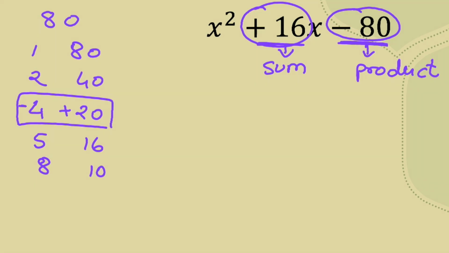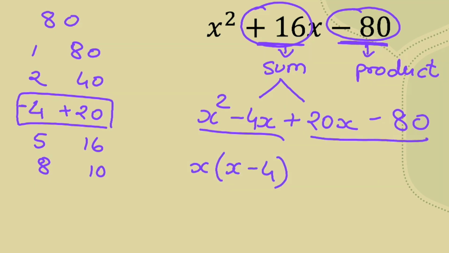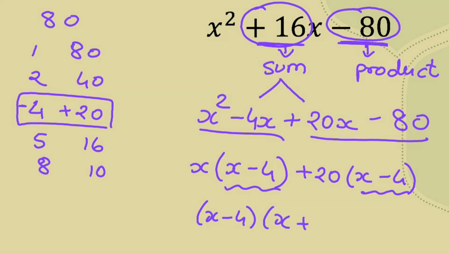So your splitting is negative 4x plus 20x. First term as it is, last term as it is. Out of 4 terms, from the first 2 terms, x is common, x minus 4. From the next 2 terms, 20 is common and 20 times 4 is 80. So x minus 4 is remaining. x minus 4 is again common, and then x plus 20 is in the remaining factors.